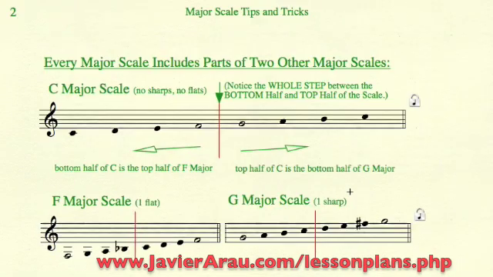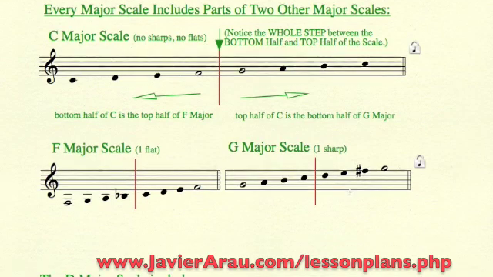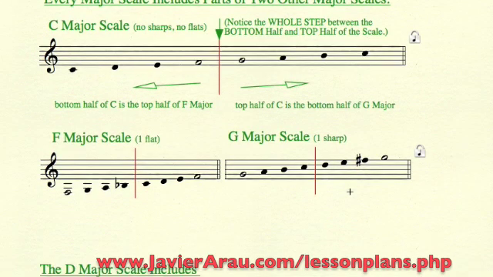Moving on, we're going to look at the C major scale now, and basically every major scale includes parts of 2 other major scales. This is going to become very, very helpful information when you go to learn all 12, because you actually only have to learn a few of those 12 once you start seeing how they're all interrelated.